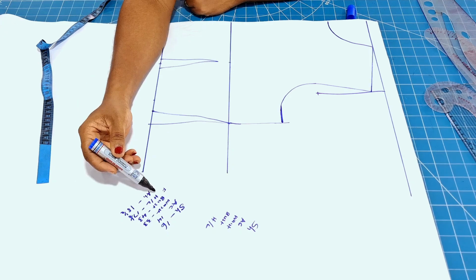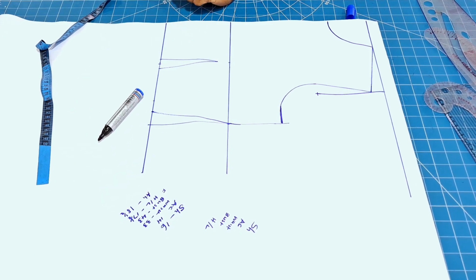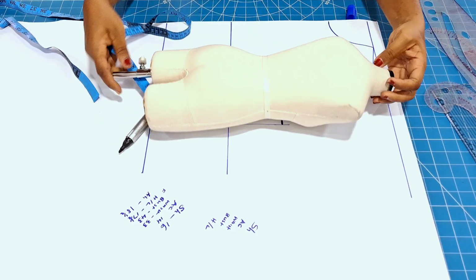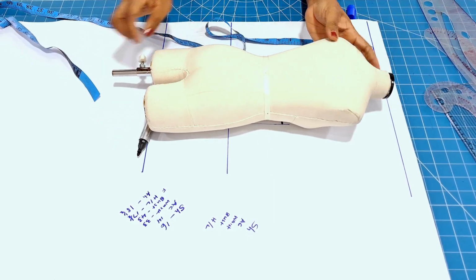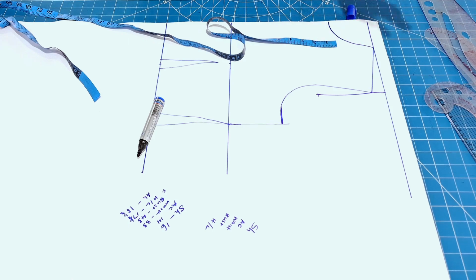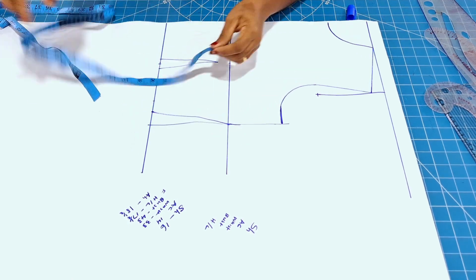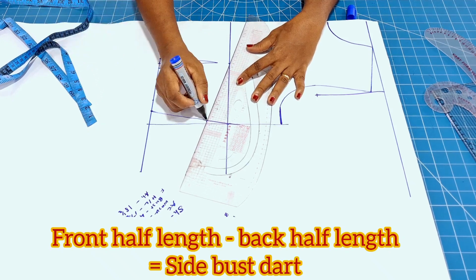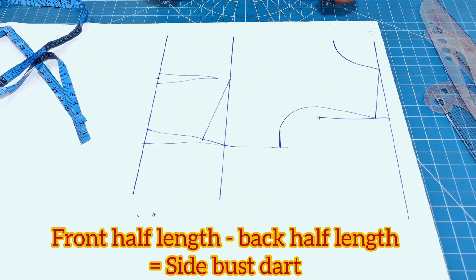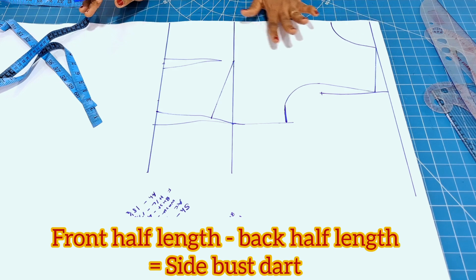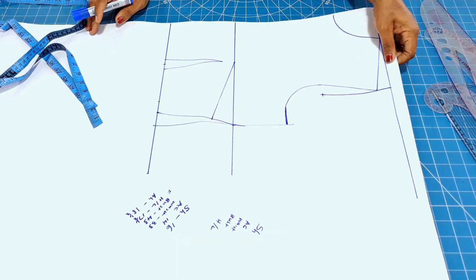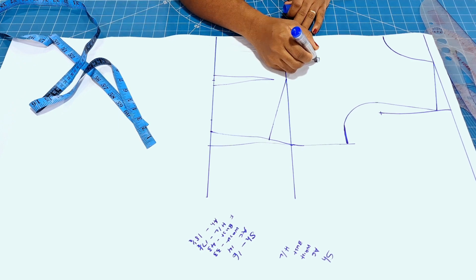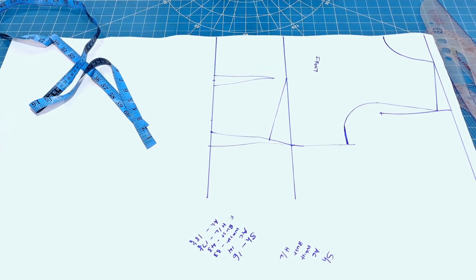So now this gives us the front bodice pattern, and that is from the shoulder to the waist. Bodice covers from the shoulder to the waist. Now the difference between the front and the back half length, that is what I just showed, is what we are going to use as the side bust dart. In my own case, it is 1.5. The front half length is 17.5 and the back is 16, and that is what I used for the back half length. And then this is the front pattern.